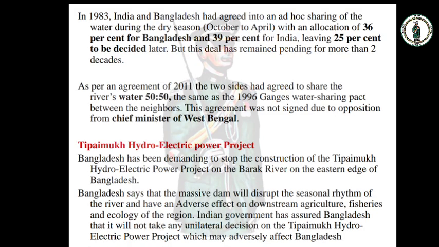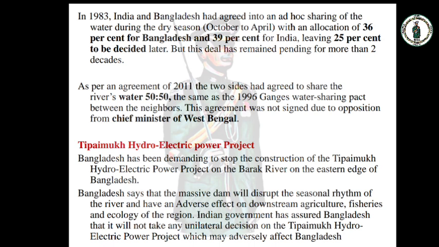Then in 1983, both sides entered into an agreement for the sharing of water during the dry season, with an allocation of 36% for Bangladesh, 39% for India and leaving 25% to be decided later. But this deal has been pending for more than 2 decades, and as per the agreement of 2011, it was decided that both sides will share the water 50-50, but this agreement has not been signed because of the opposition from the Chief Minister of West Bengal.